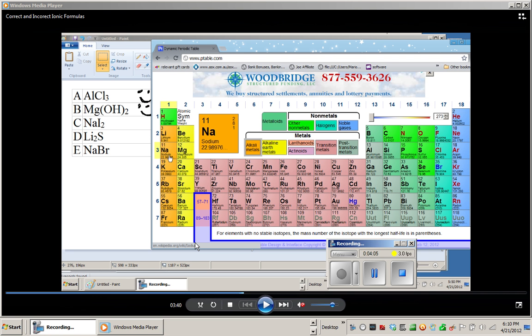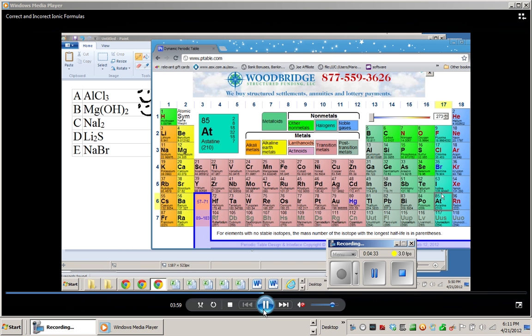Next, let's look at sodium iodide. The formula they gave us has 1 sodium and 2 iodides. If you look at the periodic table, sodium is in this first column. It's a metal. It's going to lose 1 electron. It's going to become a cation, or a positively charged ion. So that means it's going to have a +1 charge. Next, if we look at iodine, it's a halogen. It's a nonmetal, so it's going to gain 1 electron. It's going to have a -1 charge as an ion.